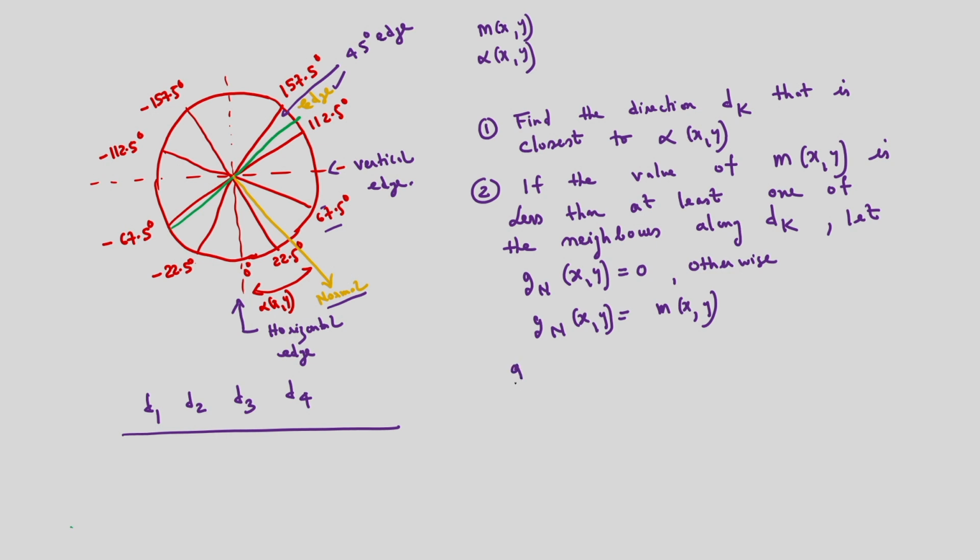So what is Gn xy here? Gn xy is the non-maxima suppressed image. So this is a very important step of the Canny edge detection technique, that is how to apply the non-maxima suppression. The next step is step number 4.